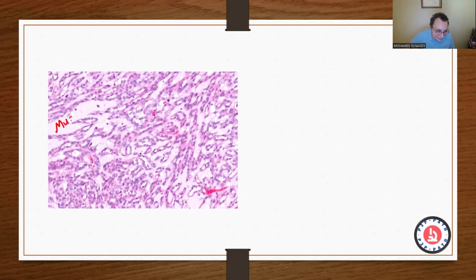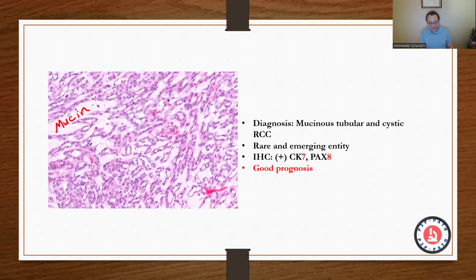I see they're more kind of forming tubules, small tubules with some mucinous material in between. What does have mucinous material in between? Is this the one we just discussed? The mucinous tubular and cystic RCC. Good job. So we have tubular components. It's forming kind of poorly formed tubules right there. And there are some mucinous areas or mucin pools.